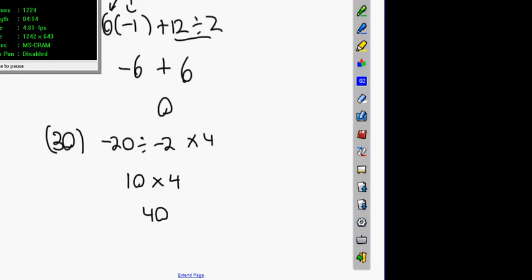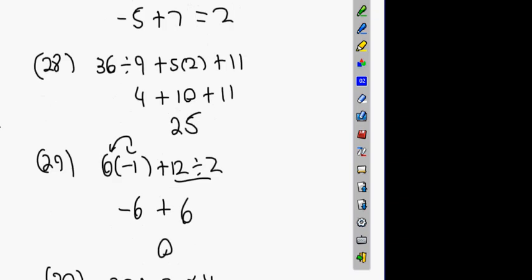28, it's not 25. Yeah, in the bottom, it says plus minus. In question 28, it's not a plus 11, it's a minus 11. So you take away 11, and when you do this, you get an answer of 3. Okay? So the answer here is 3.